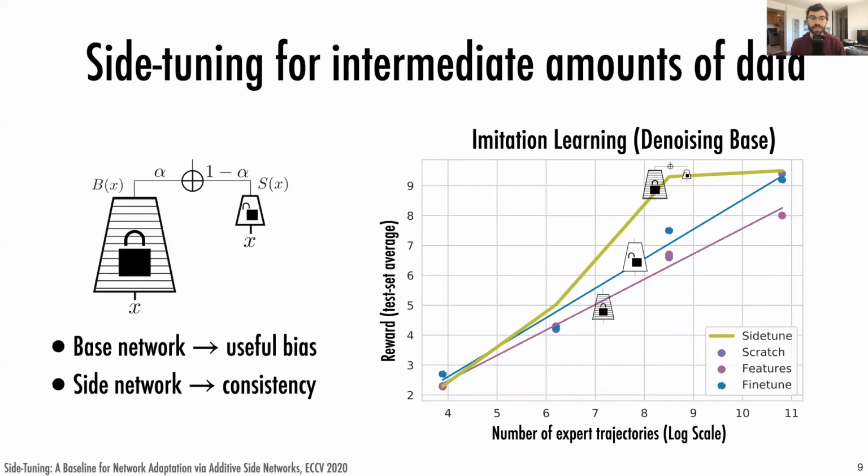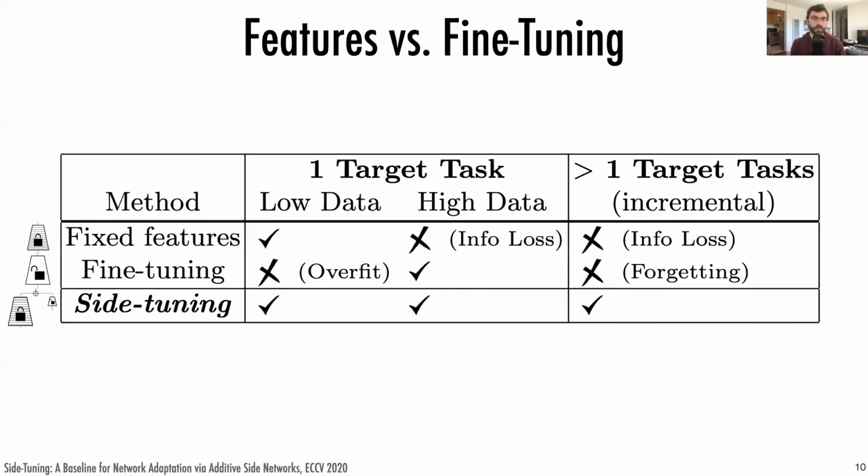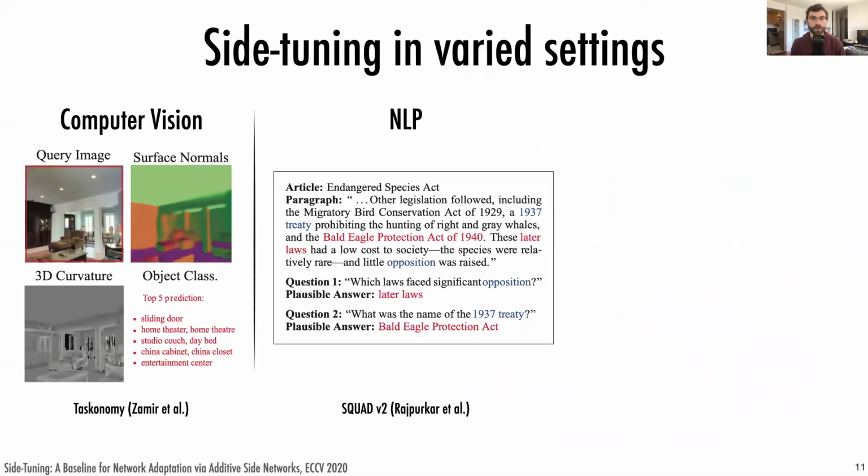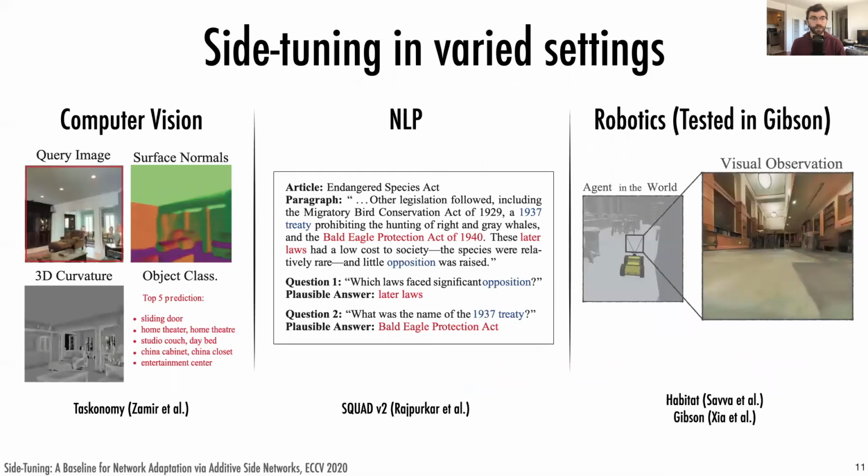We show this on imitation learning with a denoising base, and for intermediate numbers of expert trajectories, side tuning significantly outperforms both features and fine-tuning. In general, we should expect side tuning to perform as the better of fixed features or fine-tuning. And we see this in practice, showing it in different domains, using different architectures with different amounts of data and different training algorithms.